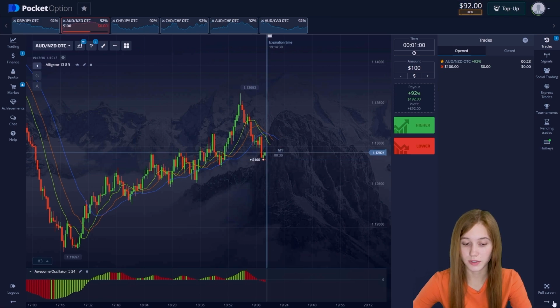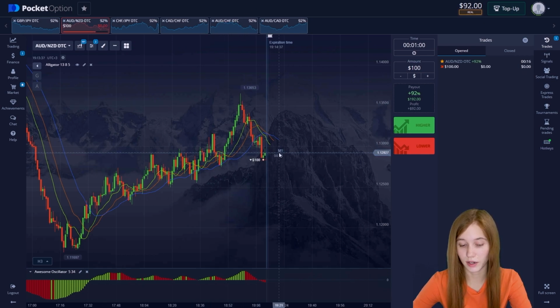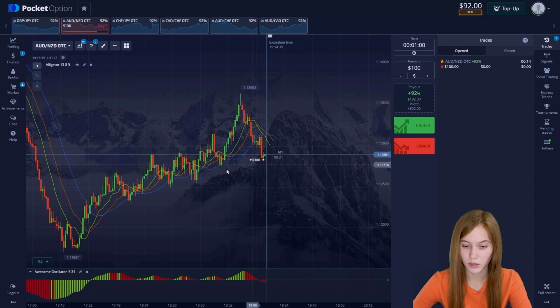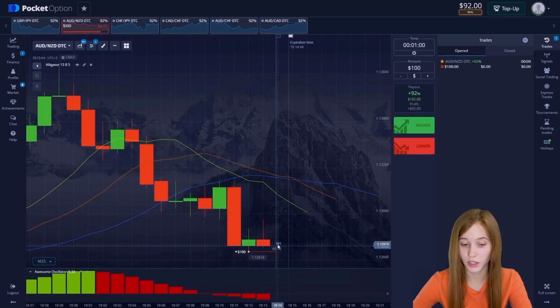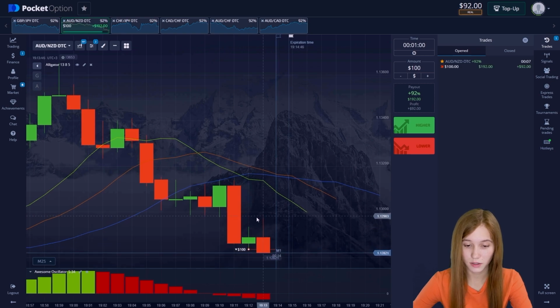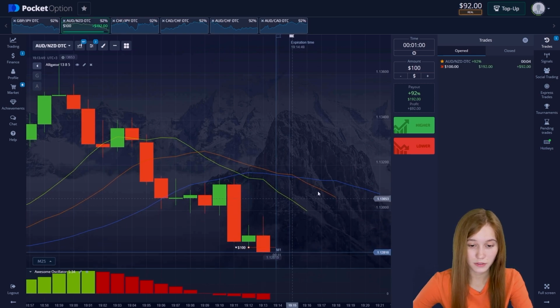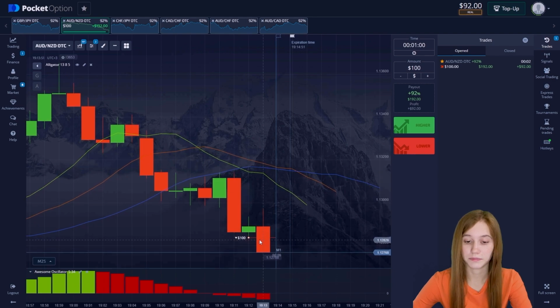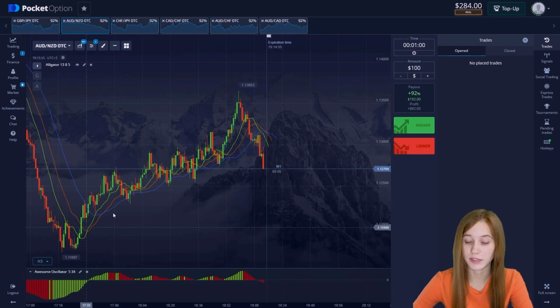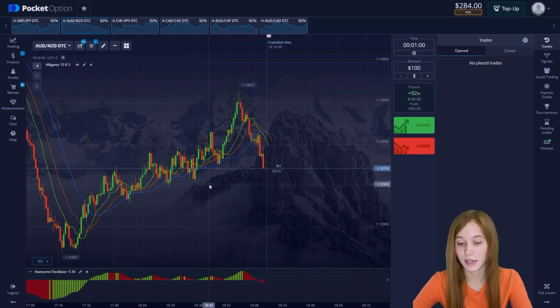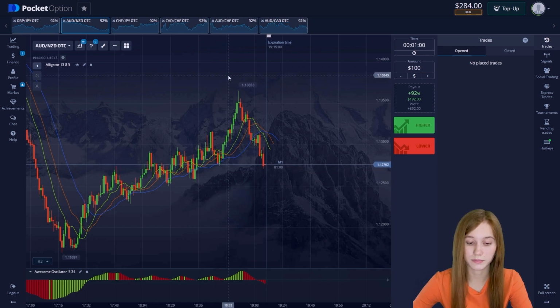Eighteen seconds left until the end of our deal. At the moment we are still above our opening point. In this moment we see that our chart is starting to draw down. Quite pleasant in our situation. 3 seconds. And yeah, as I said, our profit is $92. Good. Our profit is in plus. Our balance is $284. And let's move on to the third currency pair.